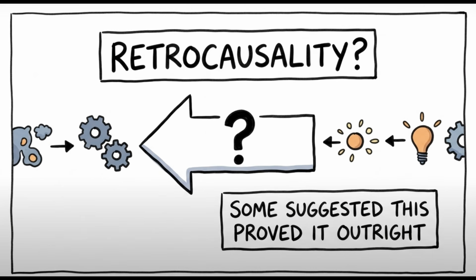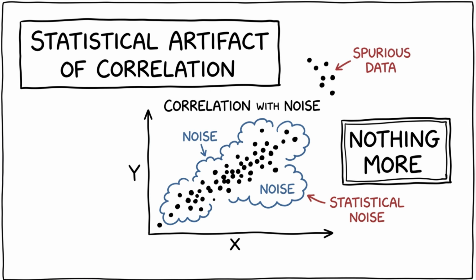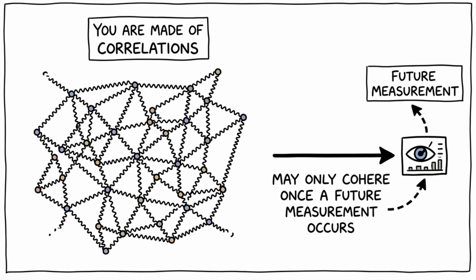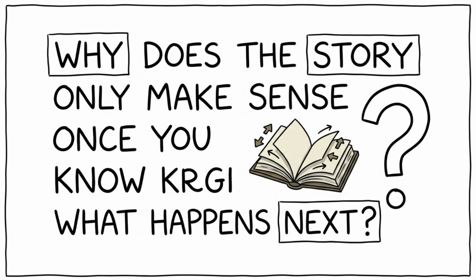Some suggested this proved retrocausality outright. That claim didn't survive scrutiny. Others insisted it was simply a subtle statistical artifact of correlation, nothing more. That explanation technically holds, but it doesn't make the discomfort go away, because the data only makes sense as a story once you know the ending. You are, at this moment, made of correlations that may only cohere once a future measurement occurs somewhere in your particle's history. Nothing here breaks causality. So why does the story of what happened only make sense once you know what happens next?